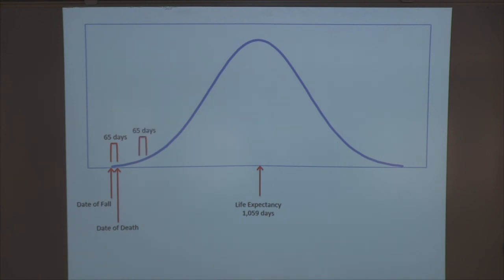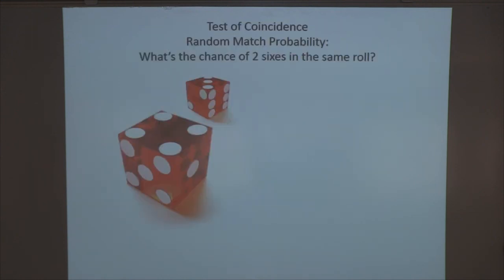Well, she could have died during this 65 days or any other 65 days other than the one in which she also fell. But the coincidence allegation is that the two things happened at the same point in time as pure coincidence. So we use the concept of random match, which is, think about two dice. You roll them, the chance you're going to get two sixes is what? In the same roll. Anybody? Nobody plays craps. What? 1 in 36.